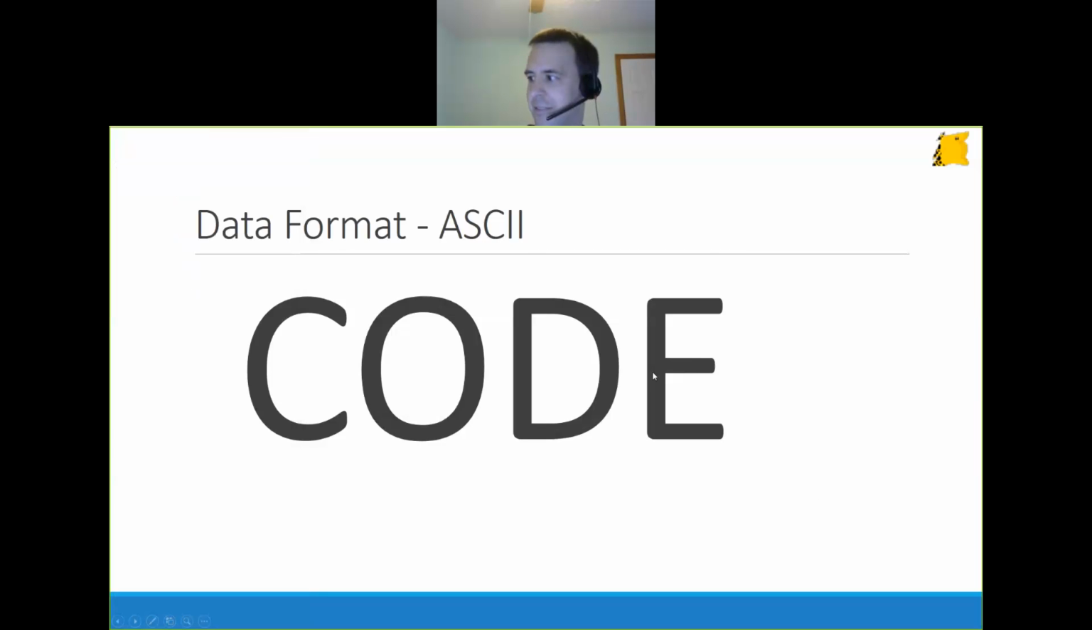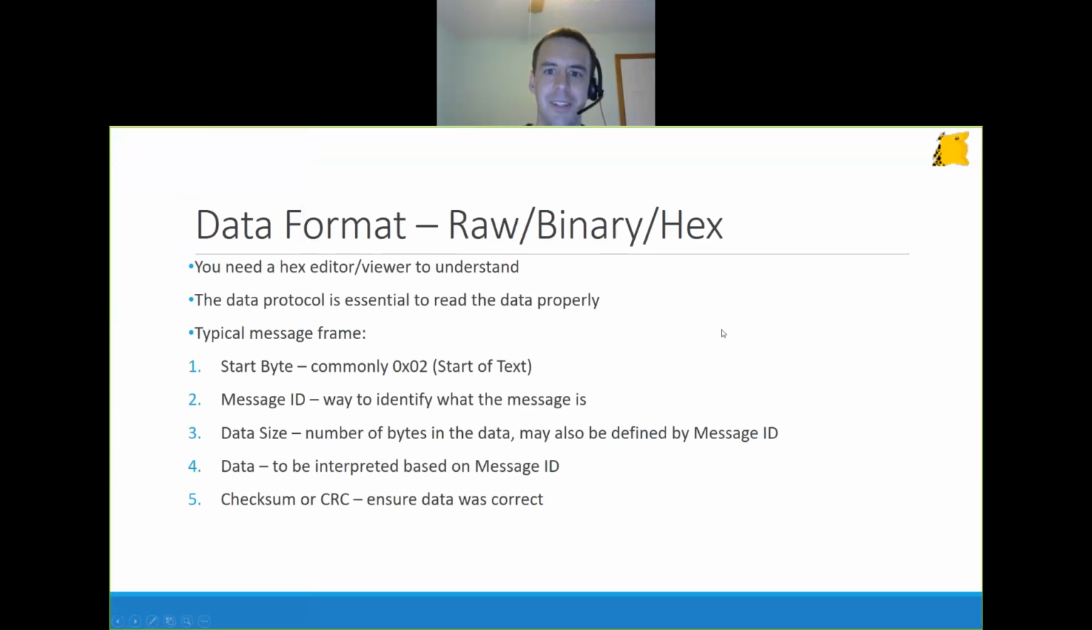All right. Raw, binary, and hex. I default to calling it binary, but I've heard many people call it hex as well. The biggest thing here is you need a hex editor or viewer in order to understand it. I'm personally a big fan of UltraEdit. It has a hex viewer on it, and I've gone through gigabyte-long files parsing data using that. Not exactly fun for most people.